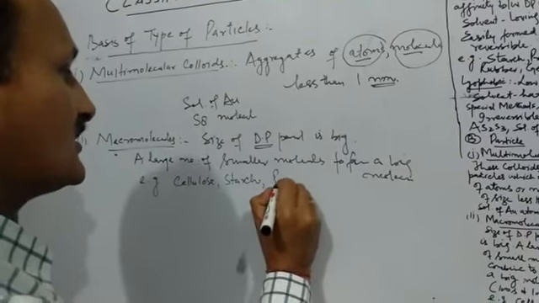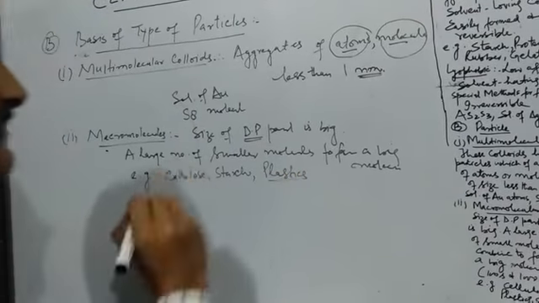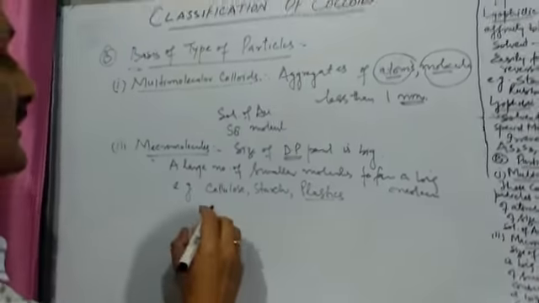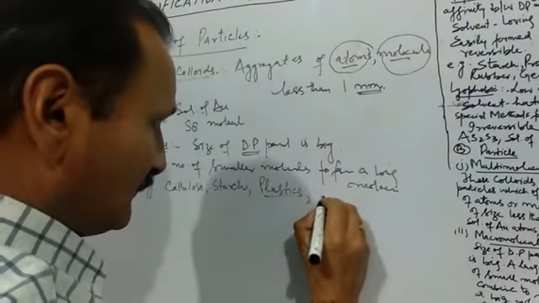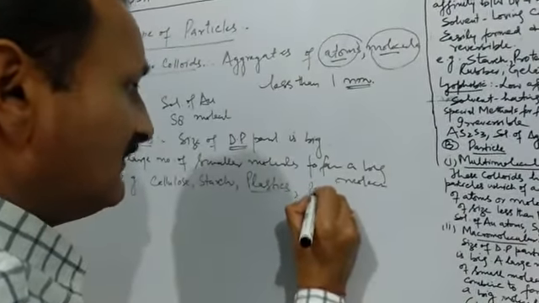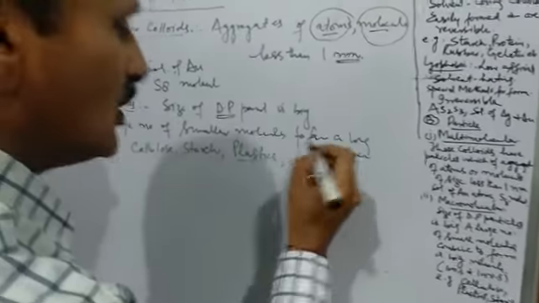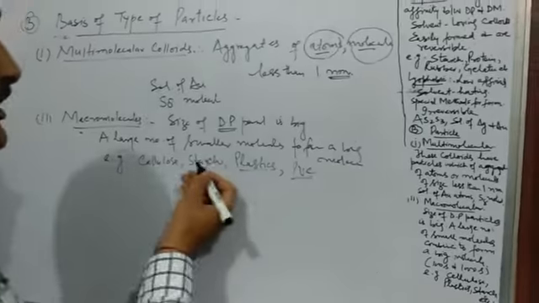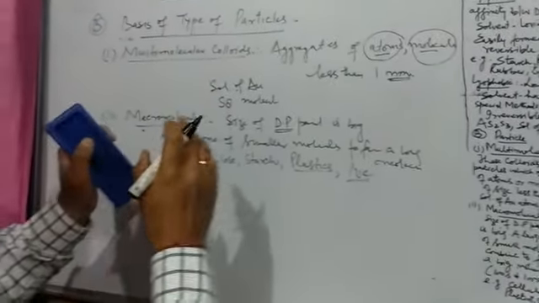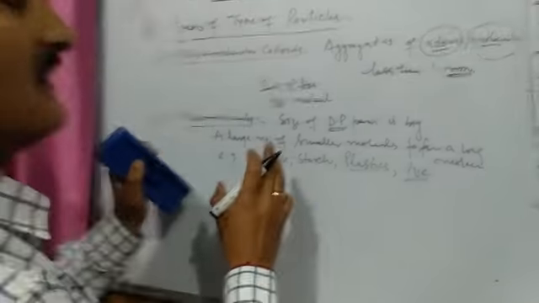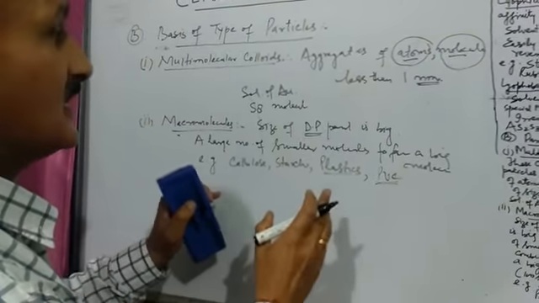Then we have plastics, or in other words bigger molecules, for example PVC, polyvinyl chloride. These are basically polymers. So polymers are also known as macromolecules. However, we have another class, that is associated colloids, but we shall not be discussing that here.